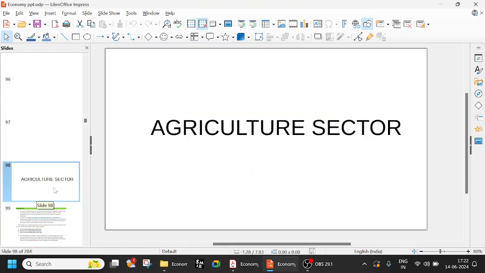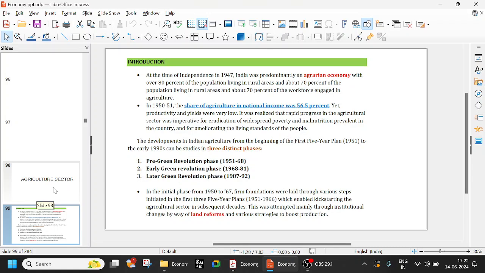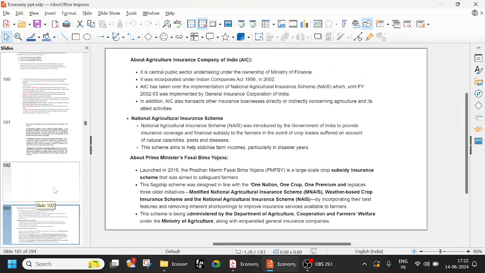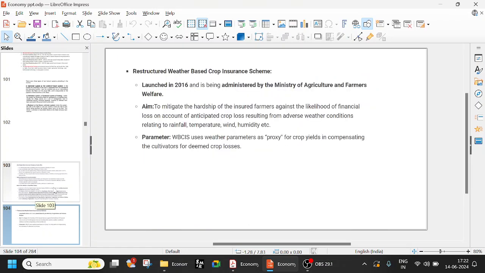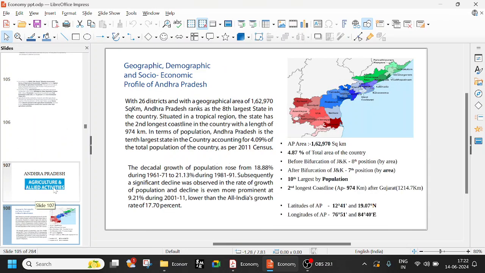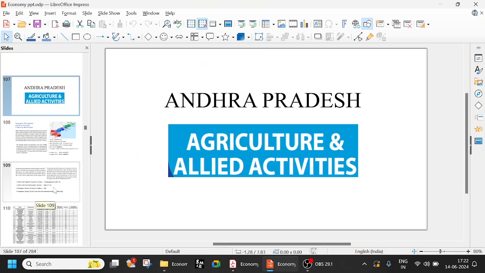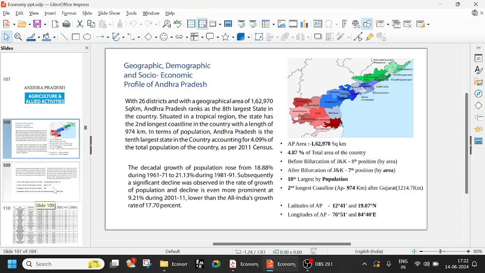Then we have the agriculture sector. Basics of the agriculture sector, green revolution, very important reforms. And then whatever we encounter in the questions, all those things will come here. Then you have AP. This is from the economic survey 22-23, which is the latest one, but the information is updated. So all this is the updated information. And if we get a new economic survey before the exam, I will update it also.